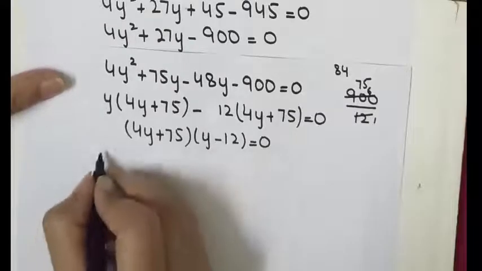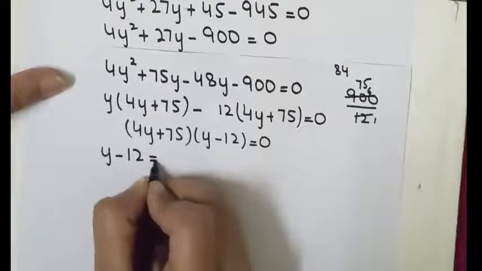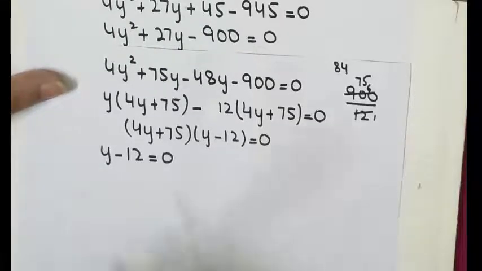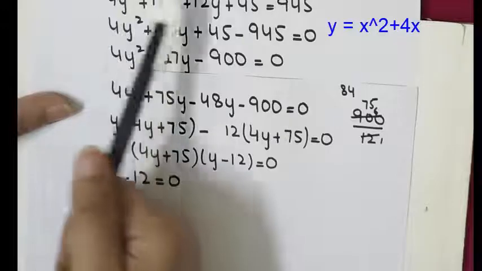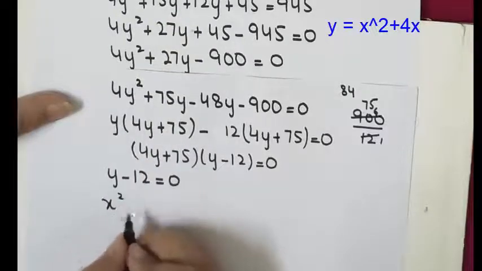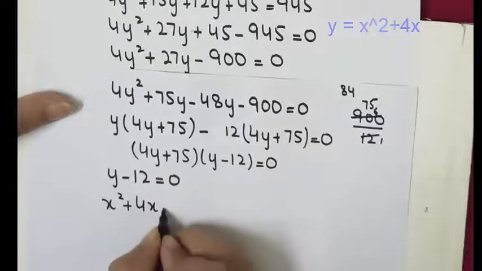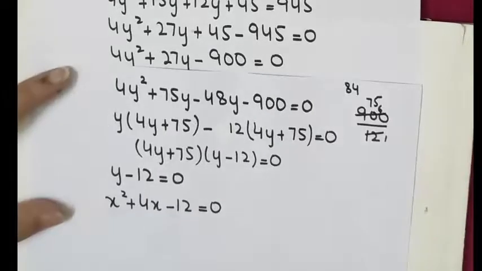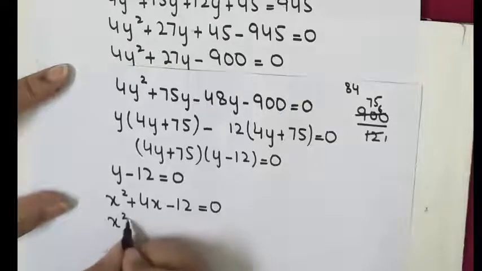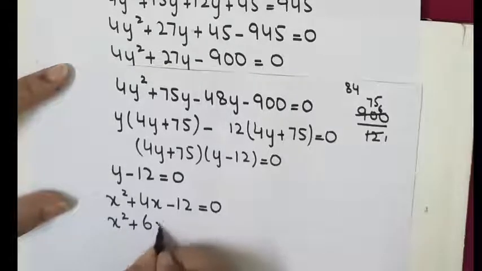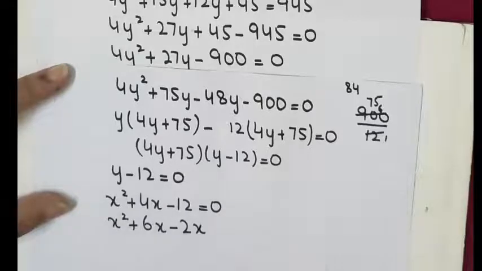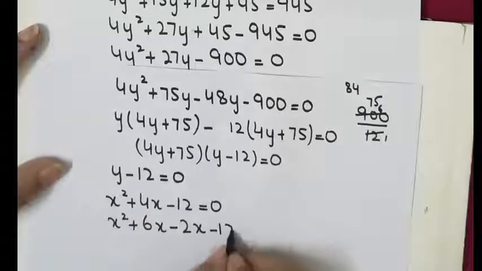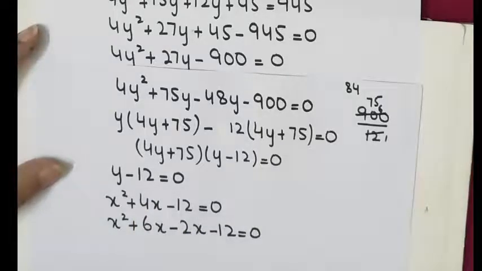First we consider y minus 12 is equal to 0. But y is equal to x square plus 4x minus 12, and this is equal to 0. So now we will take two factors. Let me take 6x minus 2x because 6 minus 2 is 4 and 6 2 times is 12. Minus 12 equals to 0.